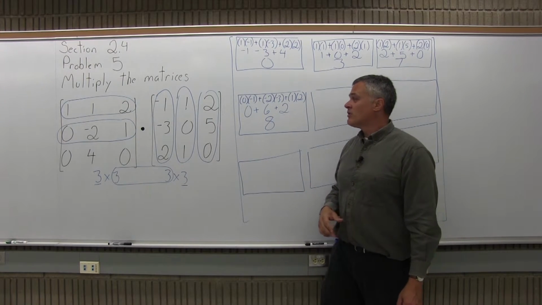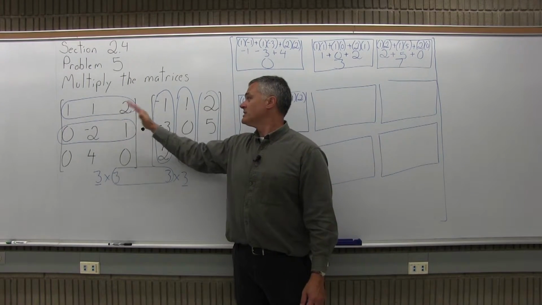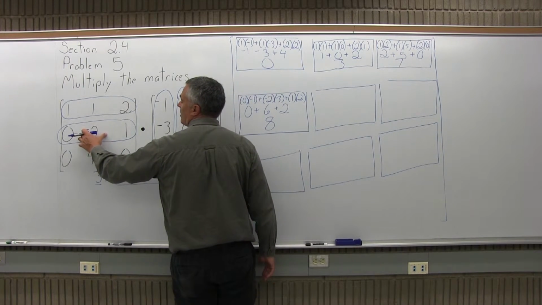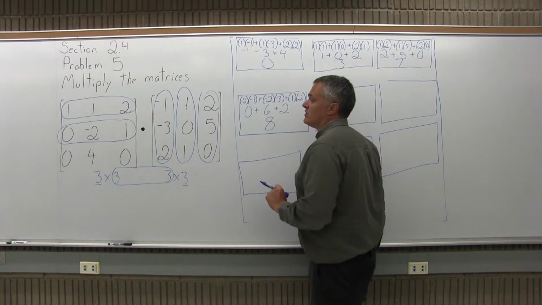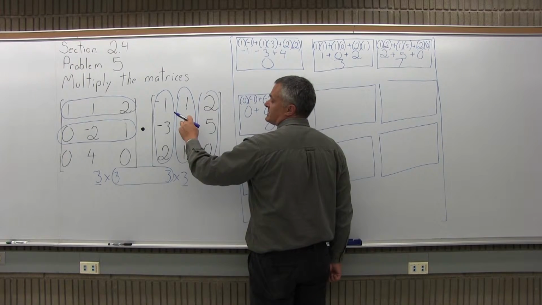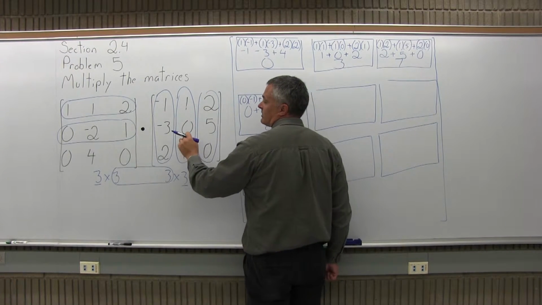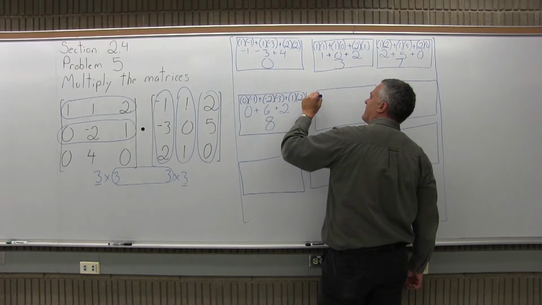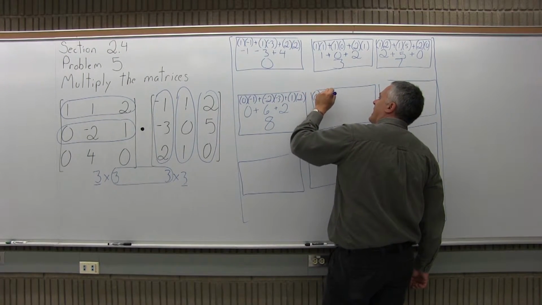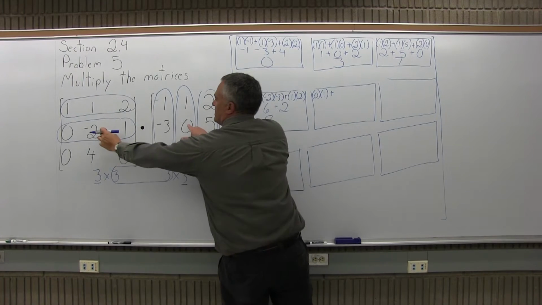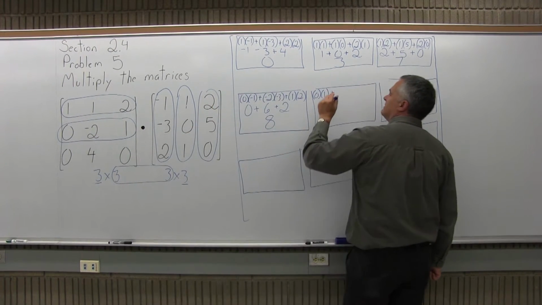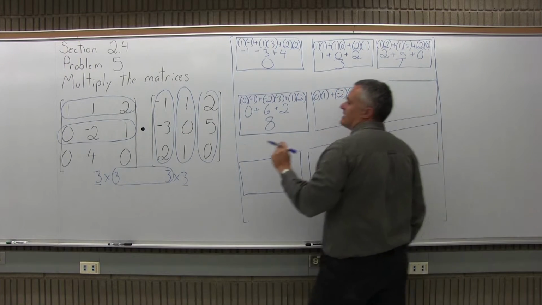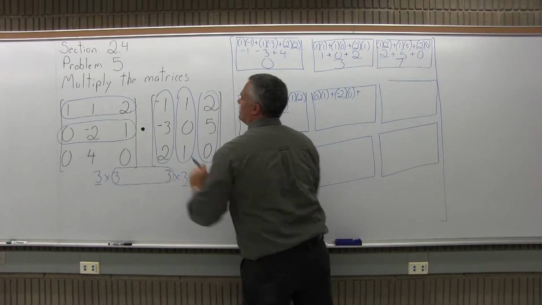So now the next one over, I'm going to multiply the middle row of the first times the middle column of the second. So the middle row of the first matrix is 0, negative 2, 1, times the middle column of the second, which is 1, 0, 1. So now first times first will be 0 times 1, and plus middle times middle will be negative 2 times 0, and then last times last will be 1 times 1.